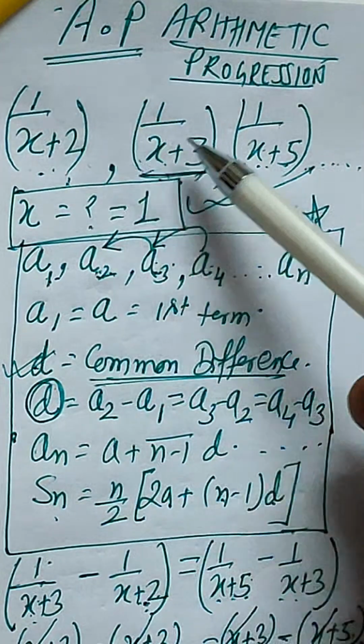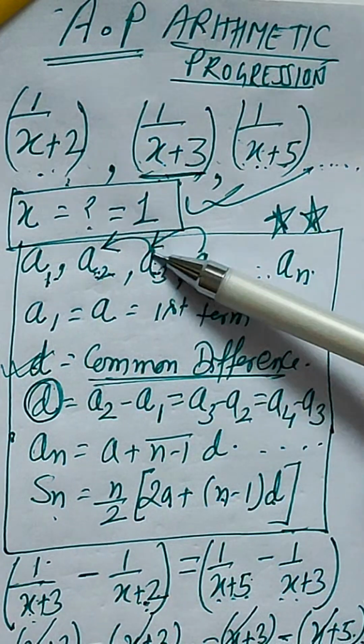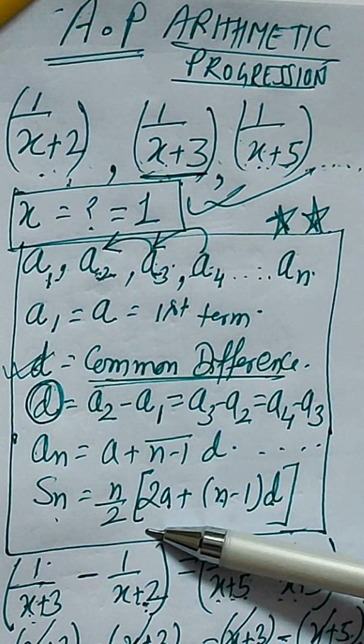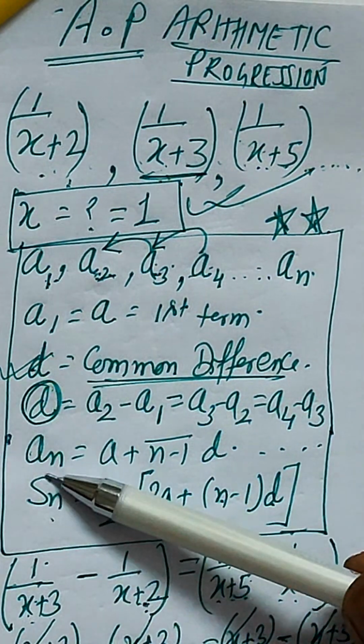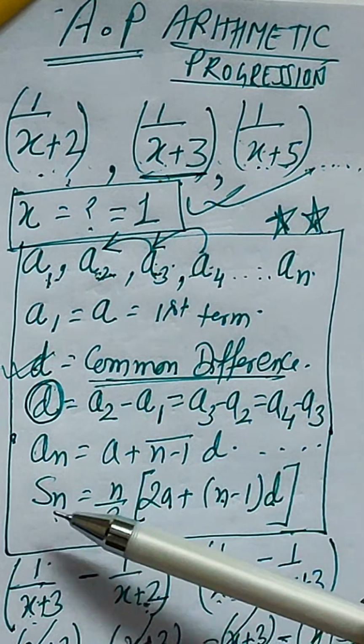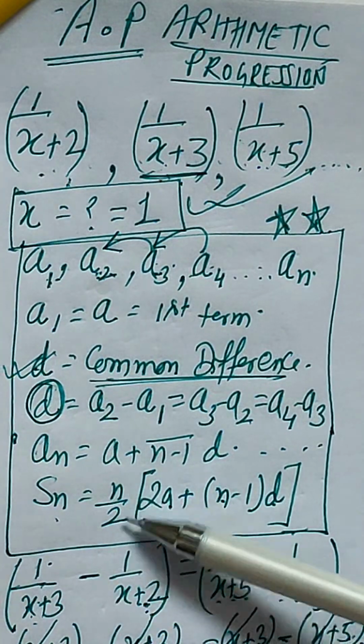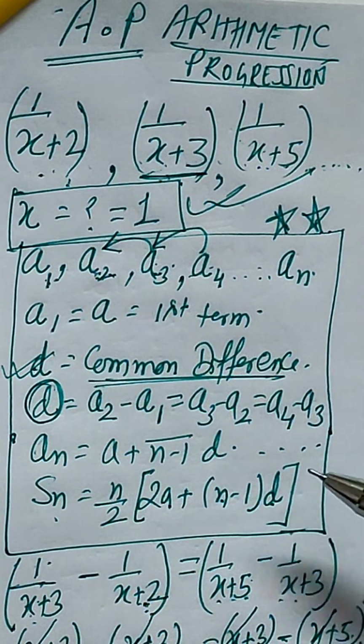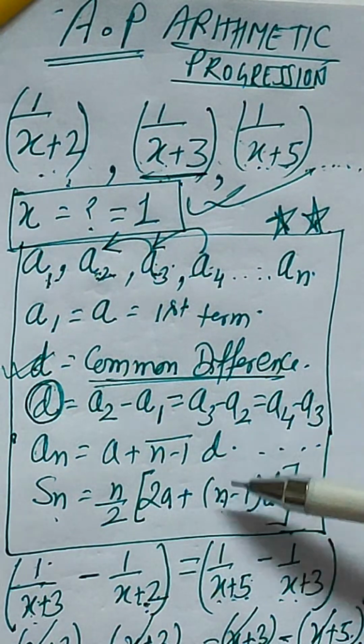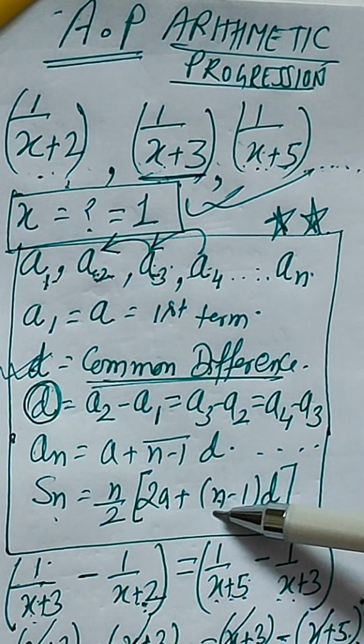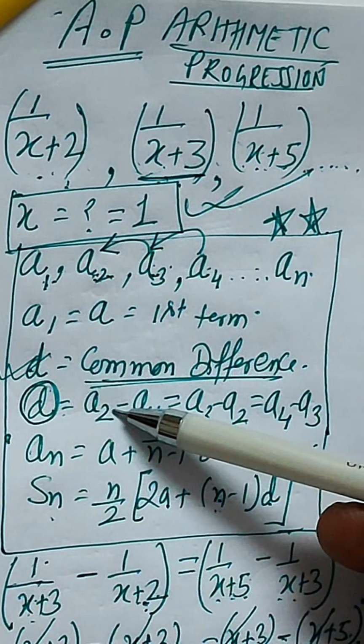these are the three terms given to you, and we recall these are the basic formulas of arithmetic progression, where the nth term is given by a plus n minus 1 into d, and sum of n terms is given by n by 2 into 2a plus n minus 1 into d. But we didn't use these formulas over here, we used the concept of common difference, right?